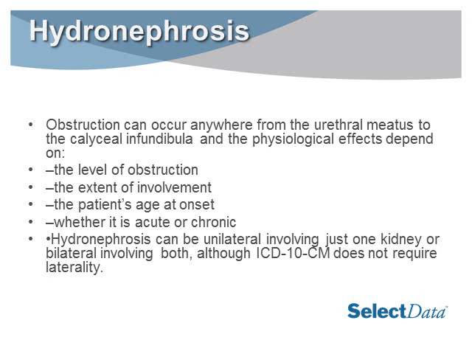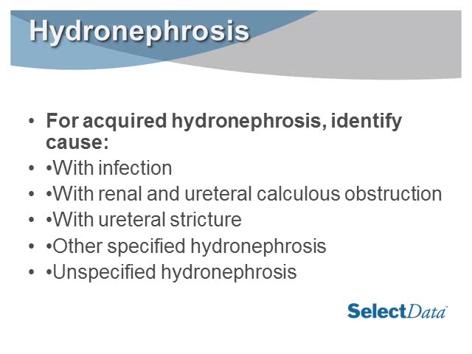Obstruction can occur anywhere from the urethral meatus to the calyceal infundibula, and the physiological effects depend on the level of obstruction, the extent of involvement, the patient's age at onset, and whether it's acute or chronic. Hydronephrosis can be unilateral, involving just one kidney, or bilateral, involving both, although ICD-10 does not require laterality for this specific condition. For acquired hydronephrosis, we need to identify the cause.